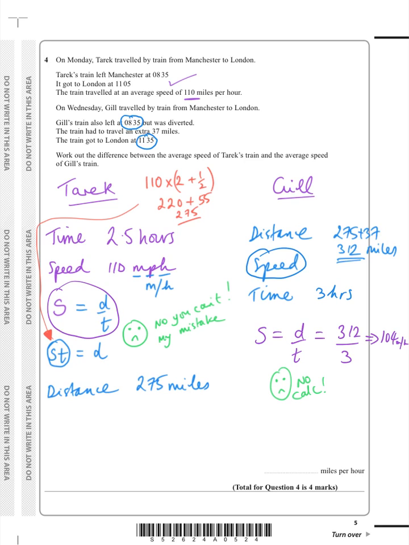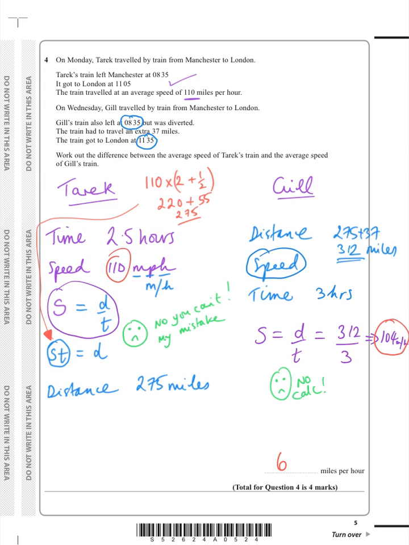So now we can work out the actual difference between the average speed for Tarek and for Jill, and we can see here that the speed for Tarek on average was 110 miles per hour, and for Jill we've just worked out it was 104 miles per hour, so we can see 6 miles per hour is the difference. Now that's reasonably tricky, but just try and think.